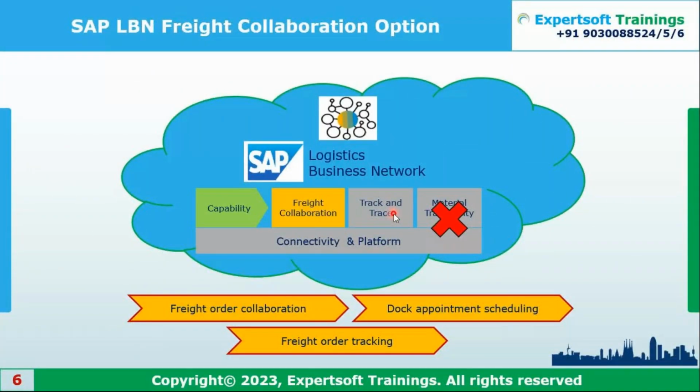So the first part we have is freight collaboration. Under freight collaboration, we have the collaboration of the freight orders, freight bookings. We have the dock appointment scheduling, because once the freight order has been tendered, after the tendering, we give the confirmation. After the confirmation, the carrier will send back the driver information, vehicle information, all the information. The moment the freight order is confirmed, it will also give an option to the carrier to get the schedule for the dock appointment.